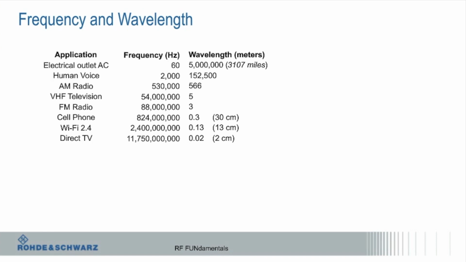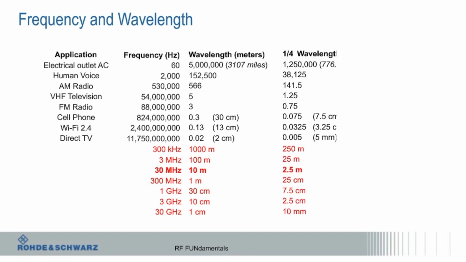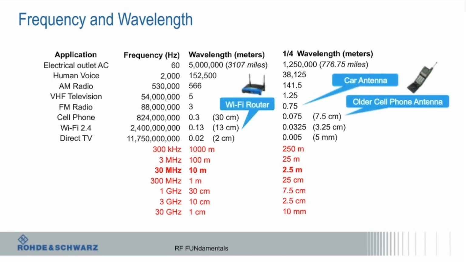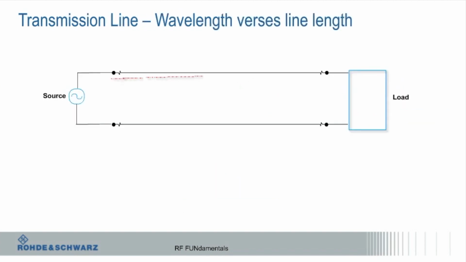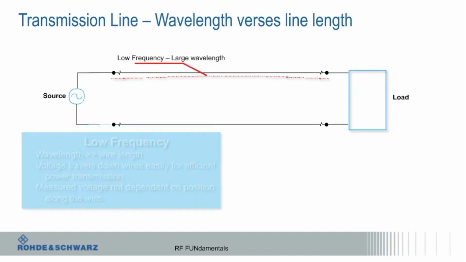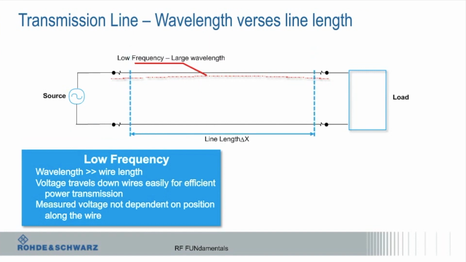Did somebody ask me? Oh, so DirecTV, you can see, is 11 gigahertz. And there's just some numbers somebody came up with. So here's the quarter wavelength or antenna size, telling you how big some things are. So Wi-Fi, etc. EMC chamber. This is like when you want to measure the emissions from a device and you want to make sure nothing else gets in. We make those too, believe it or not.